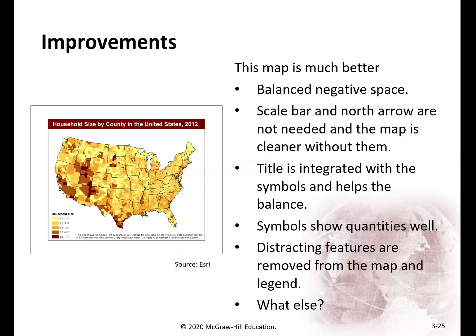Here you can see a list of improvements that would help to make this map much better. There's a better balance of negative space, data has been better arranged, unnecessary data has been removed, and other distracting visual features through the use of color and contrast have also been removed to make it clear what this map is attempting to show. And ultimately, it is important to note that while this map is much better than the previous map, there is no such thing as a perfect map.